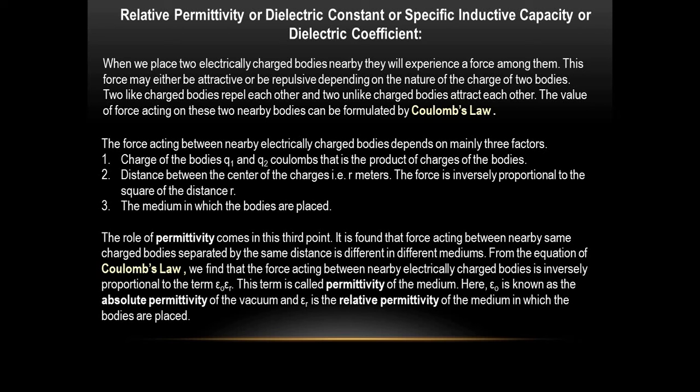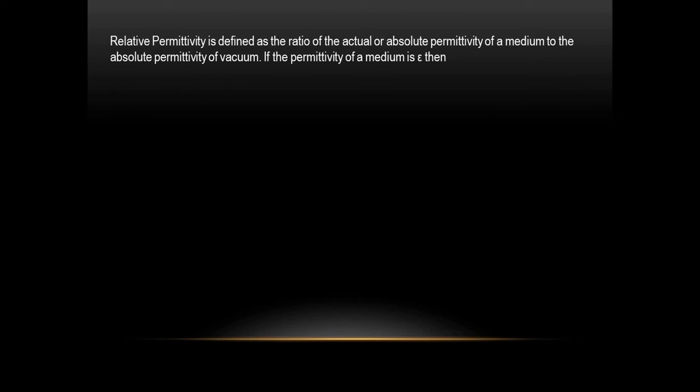So the role of permittivity comes in this third point. It is found that the force acting between nearby, same-charged bodies separated by the same distance is different in different media. In the equation of Coulomb's law, we find that the force acting between nearby electrically charged bodies is inversely proportional to the term epsilon naught and epsilon r. This term is called the permittivity of the medium. Here, epsilon naught is known as the absolute permittivity, and epsilon r is the relative permittivity of the medium in which the bodies are placed.